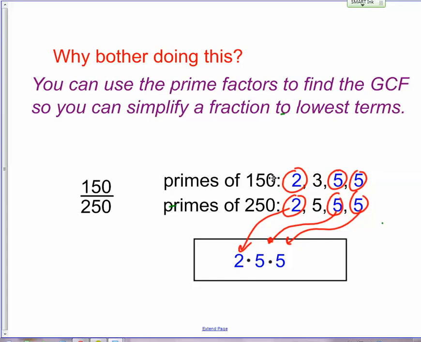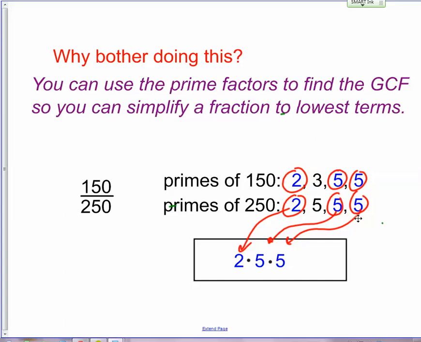So I make a factor tree, and they end up with 2 times 3 times 5 times 5 for 150. And I do the same with 250, and I end up with 2 times 5 times 5 times 5. I look and see the matches. This 2 matches this 2, so I put a 2 in my box. This 5 matches this 5, so I put a 5 in my box. This 5 matches this 5, so I put another 5 in my box.